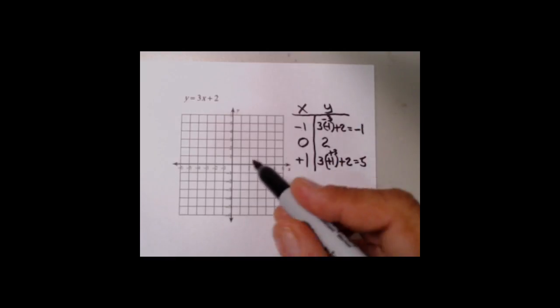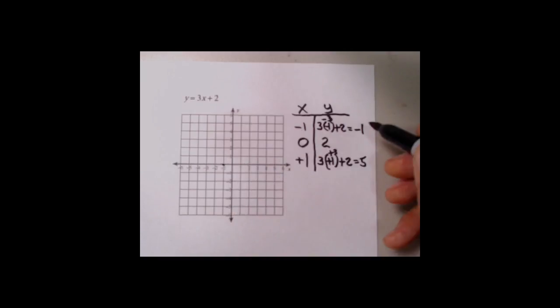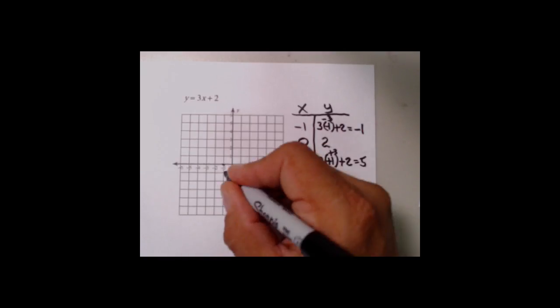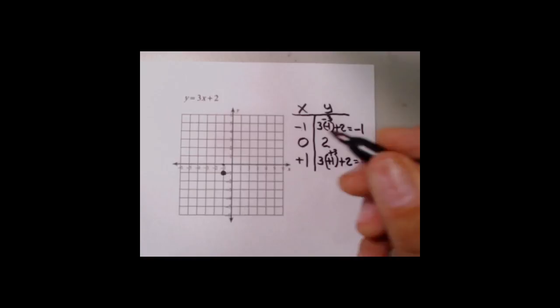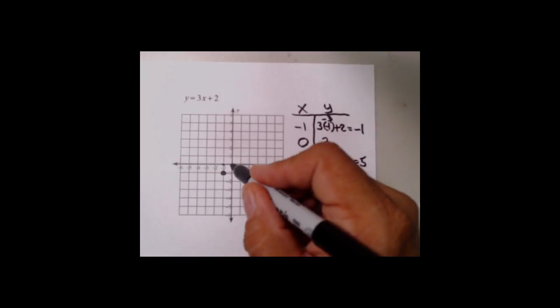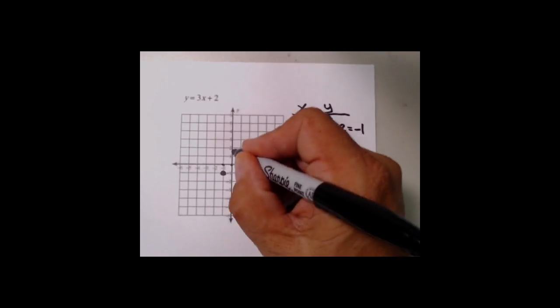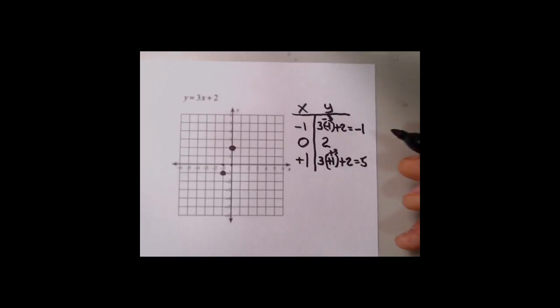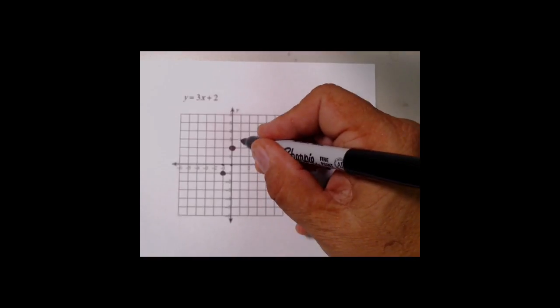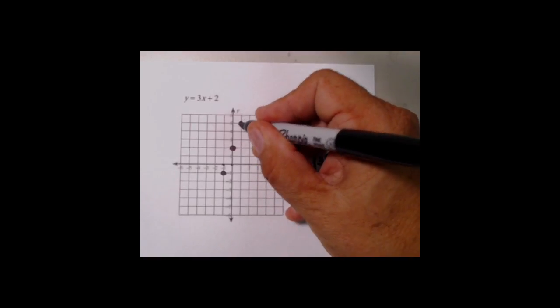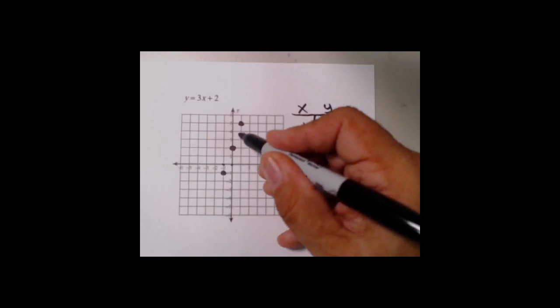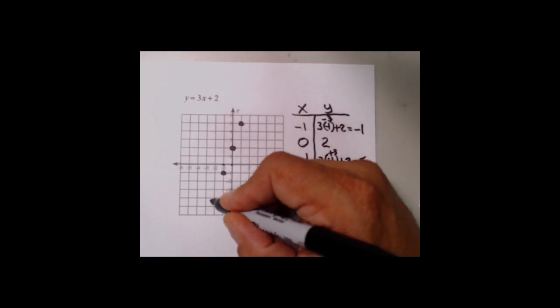Let's plot them up. x equals -1. y has to equal -1. So there's my first point right there. x equals 0, all right, here. y equals 2. So go up 1, 2. There it is right there. There's my second point. Here comes my third point. x equals 1 and y equals 5. 1, 2, 3, 4, 5. It'd be right there.